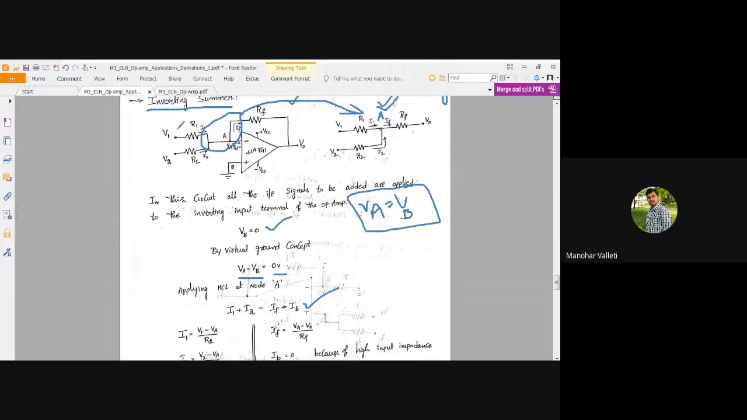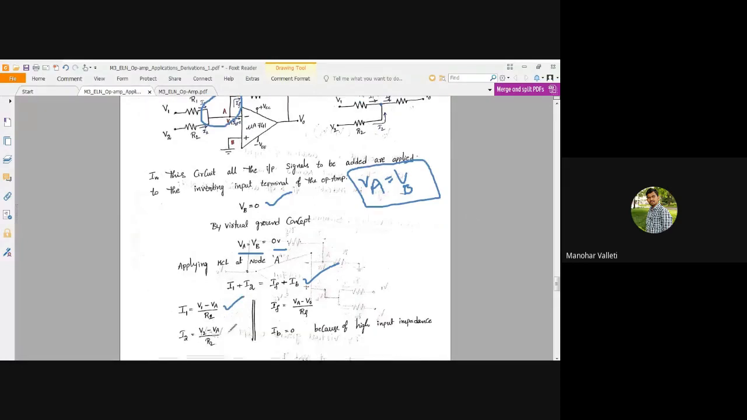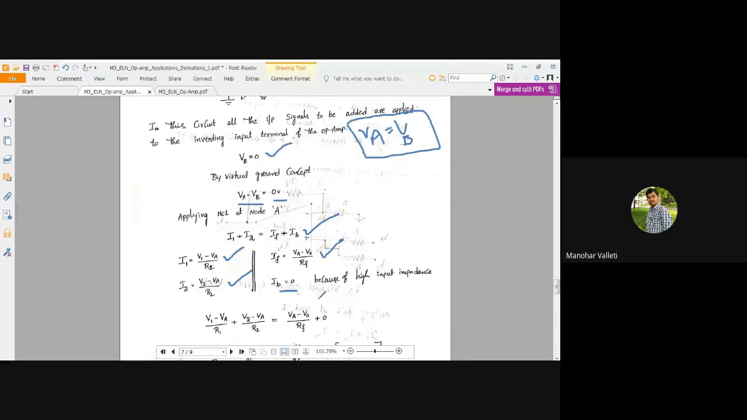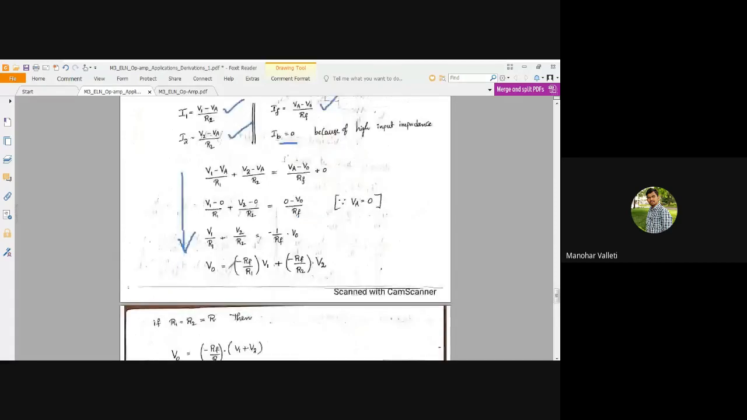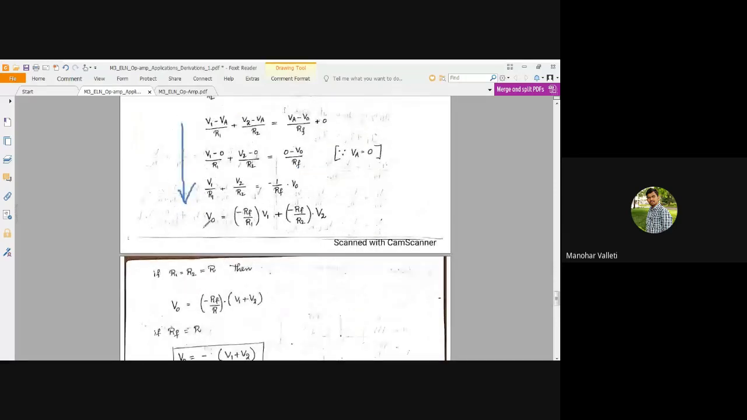From the circuit, I1 equals V1 minus VA by R1. In the same way, I2 equals V2 minus VA by R2. IF equals VA minus V0 by RF. IB equals 0. You substitute all these values in the equation, and if you solve, I think you are able to follow this solving. You will finally get this equation.